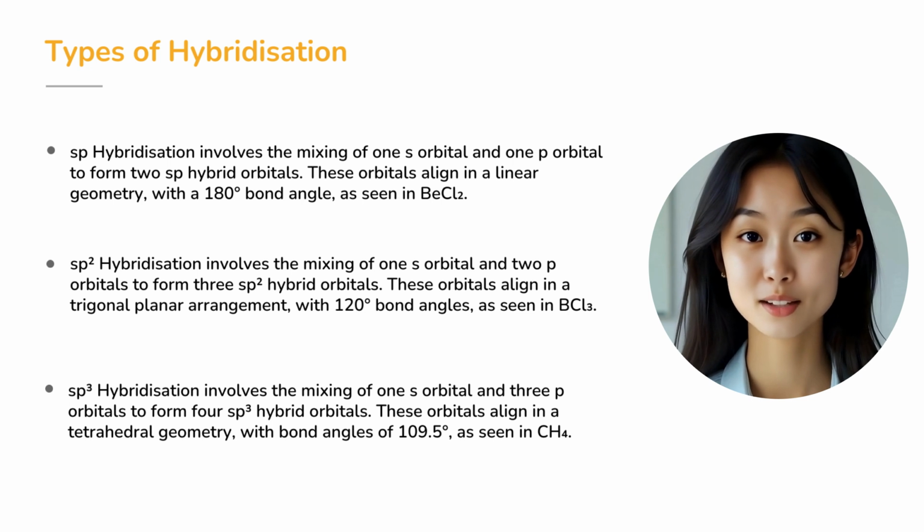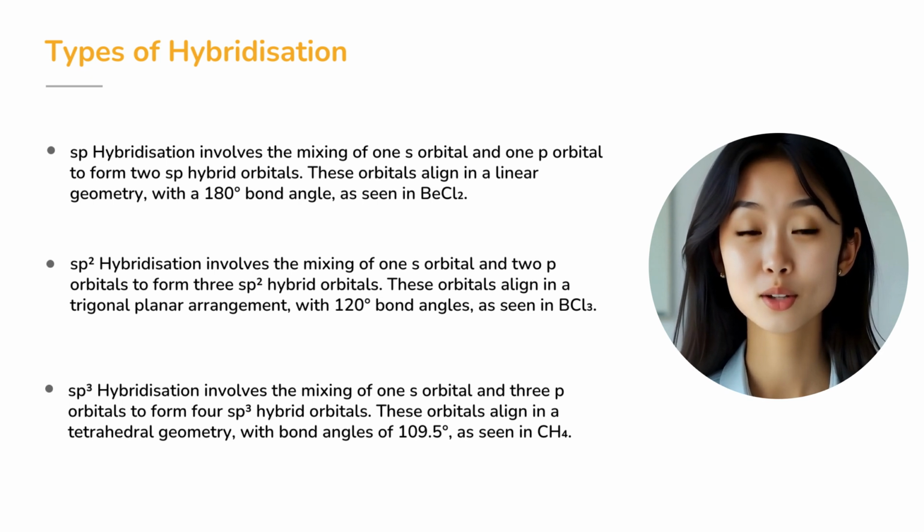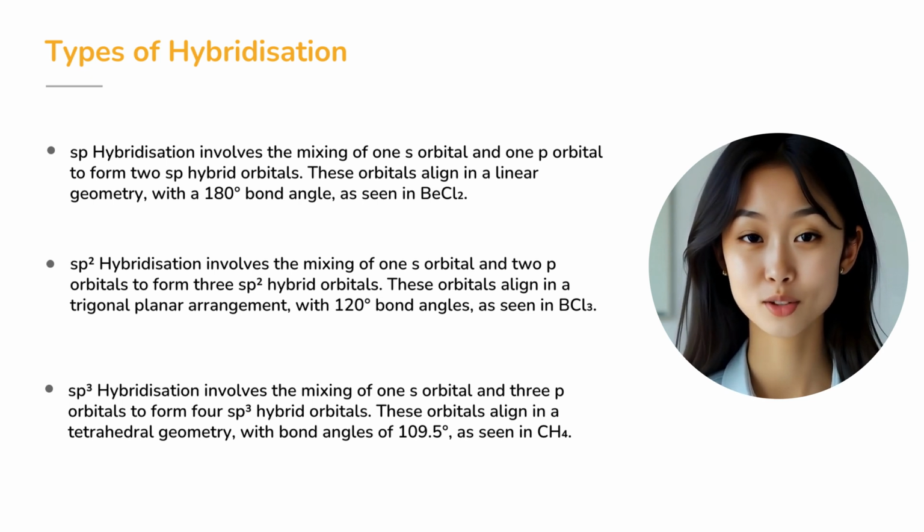Finally, we have sp³ hybridization, which involves one s orbital and three p orbitals coming together to form four sp³ hybrid orbitals. These orbitals align themselves in a tetrahedral shape with bond angles of 109.5 degrees as seen in methane. This geometry allows the molecule to be stable with a 3D structure perfectly suited to its needs.